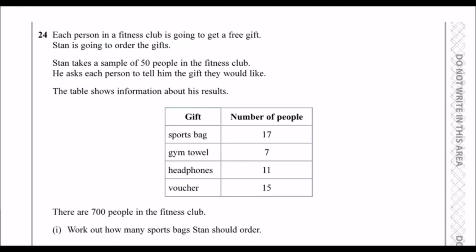Question 24. Each person in a fitness club is going to get a free gift. Stan is going to order the gifts. Stan takes a sample of 50 people in the fitness club. He asks each person to tell him the gift they would like, and the table gives information about his results.